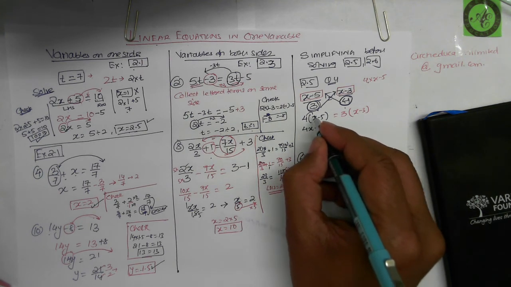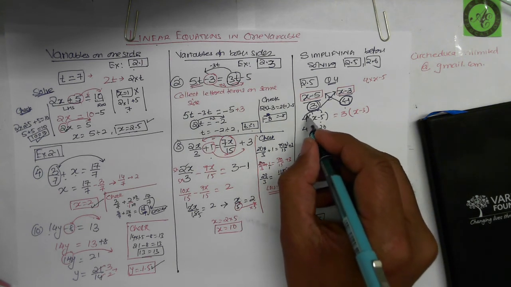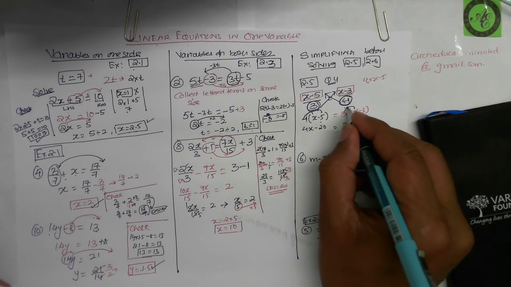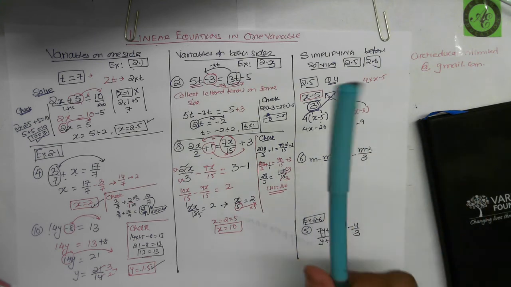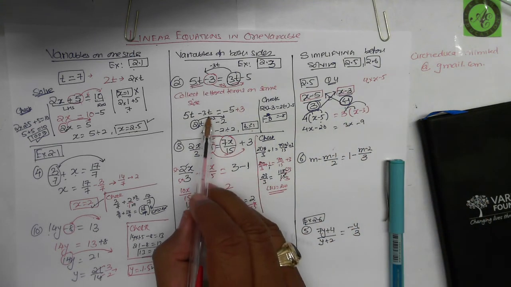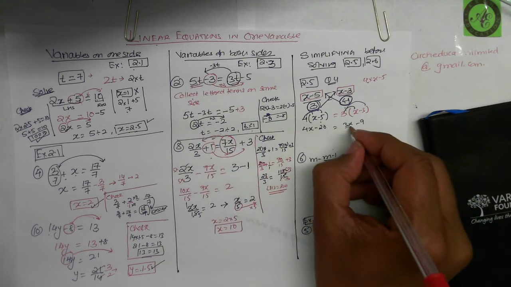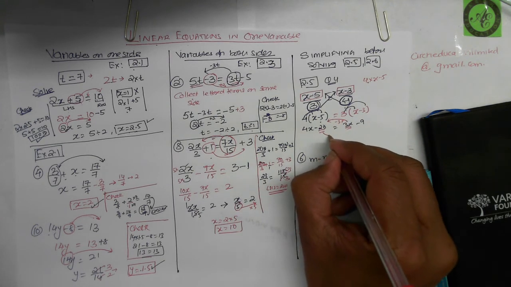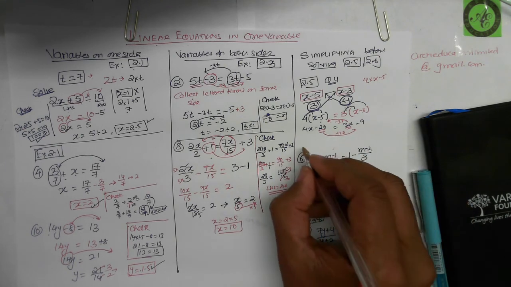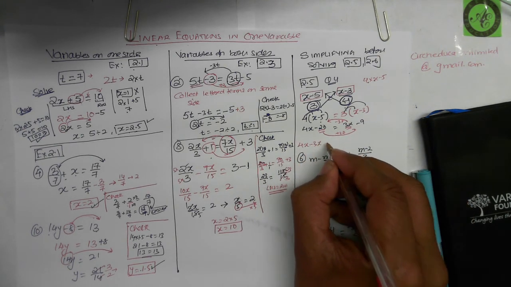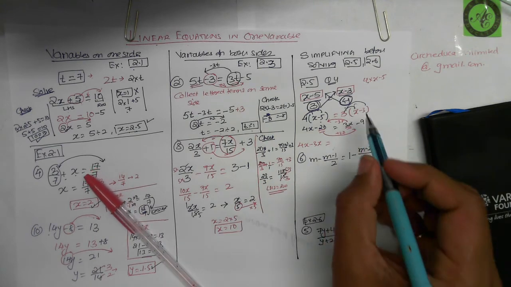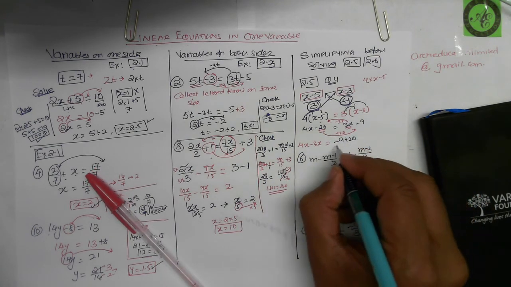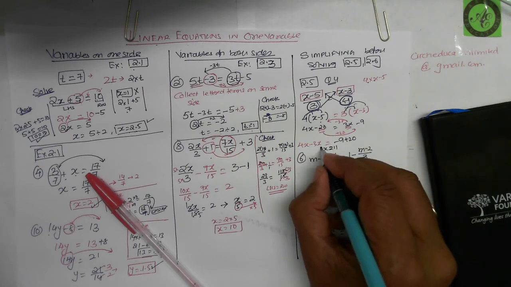4x minus 20, 4 times x is 4x, 4 times minus 5 is minus 20, is equal to 3 times x is 3x, 3 times minus 3 is minus 9. Now the question comes back to this type. I would like to bring variables to this side. That becomes minus 3x, and 20 will become plus 20 on the other side, guys. So 4x minus 3x equals minus 9 there already, and plus 20. So this is 1x equals 11, and that is the answer to this.